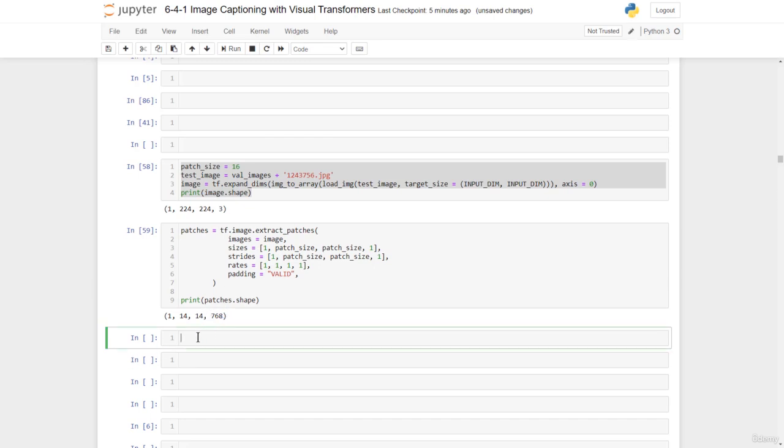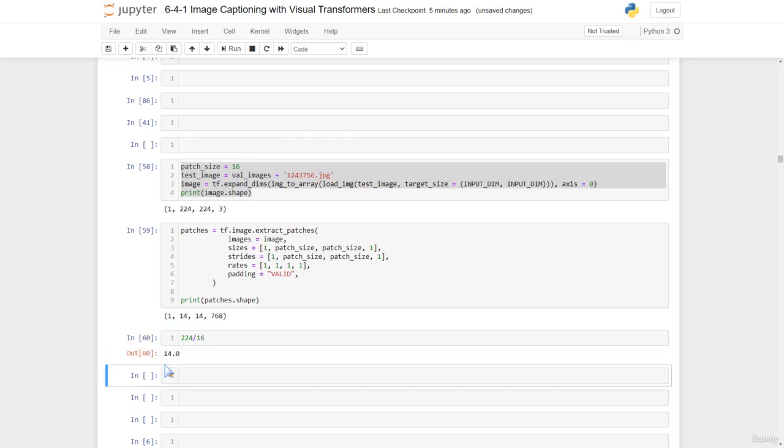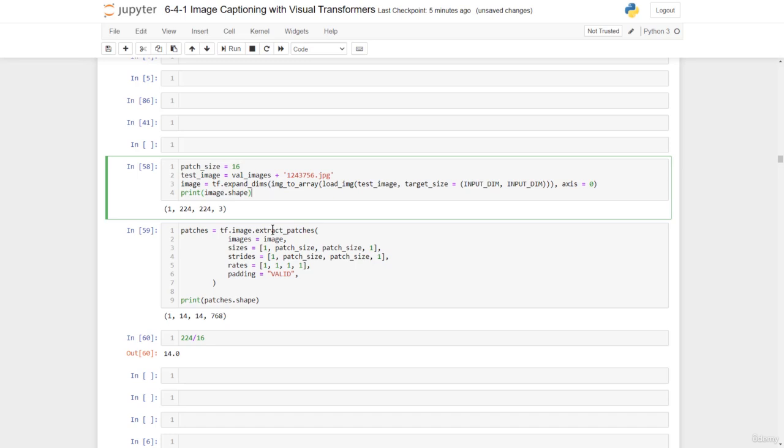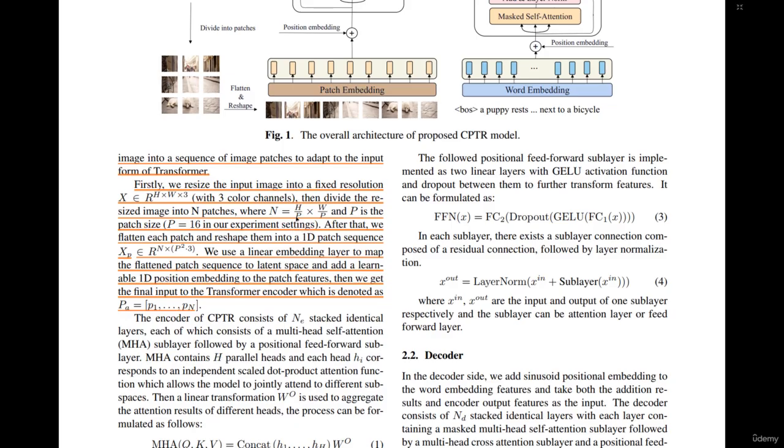Note that if we take 224 divided by 16, it gives us 14, showing that from this original image, if we decide to form 16 by 16 patches, then we shall have 14 times 14 of them. Now this 14 represents the H divided by P we had in the paper, and the other 14 represents the W divided by P. So it means N equals 14 times 14, which is 196.